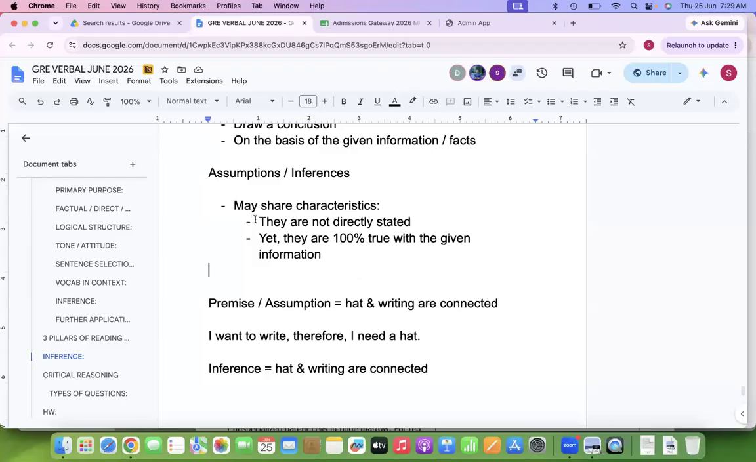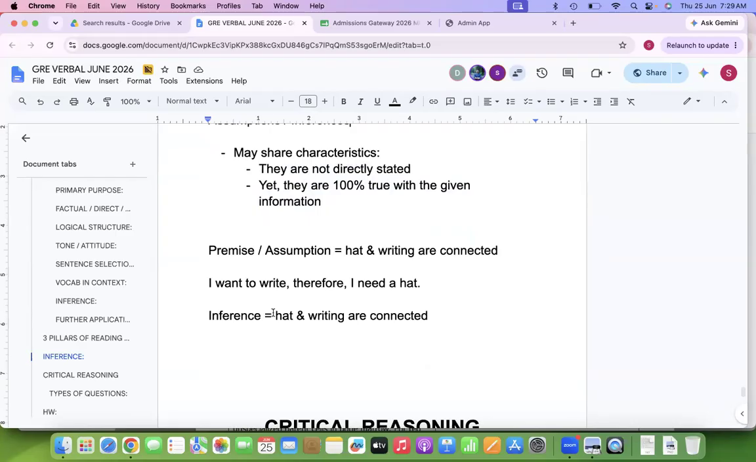So these characteristics, that they're not directly stated and they're 100% true with the given information, could be the shared characteristics of assumptions and inferences. I'm not saying that they're always going to be the same. Here, the inference and the assumption were identical. Why? Because this was a simple statement. You were dealing with a very simple scenario. A reading comprehension passage or a critical reasoning paragraph is not going to be so simplistic. So, assumption and inference may not directly be the same always, but their characteristics are largely the same.